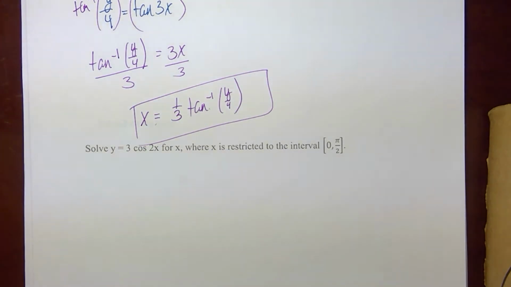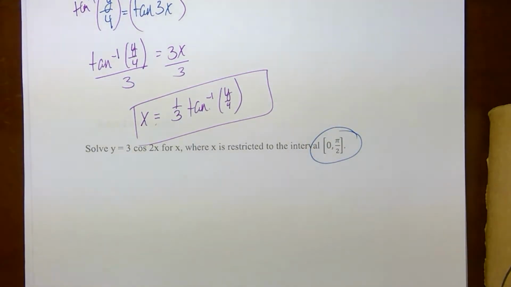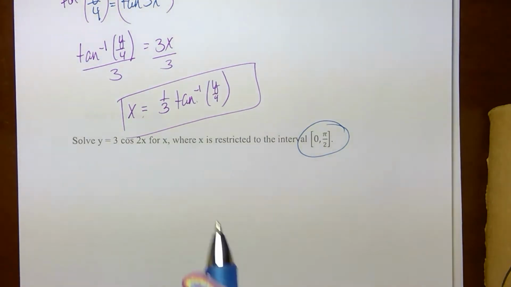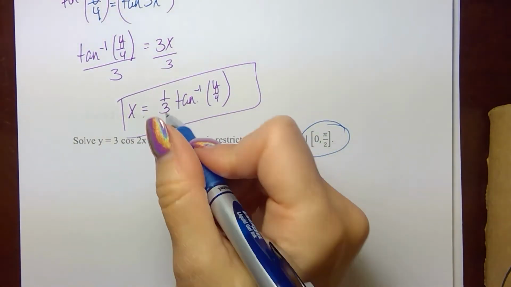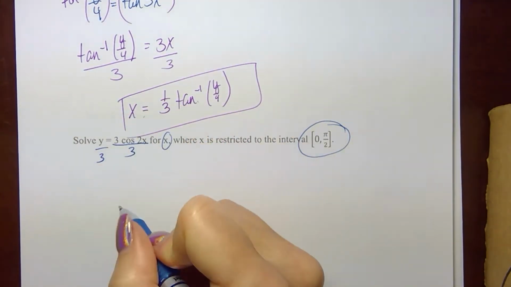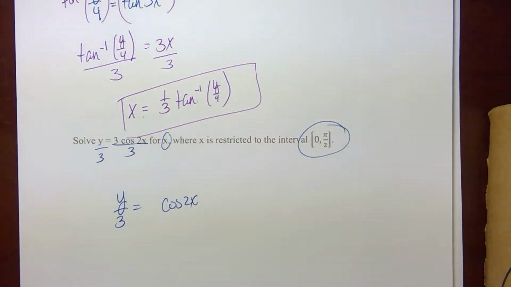Okay, let's do the next one. Again, we're restricted to a specific interval, but we're not worried about that interval. We're trusting that they have given us something that is going to work and give us a valid solution. We've got the equation y equals 3 cosine 2x, and we need to solve for x. So I'm going to divide both sides by 3, which gives me y third equals cosine of 2x.